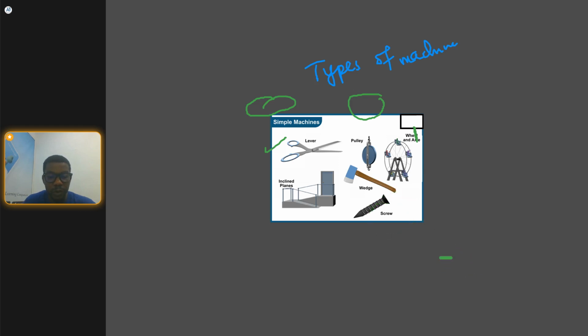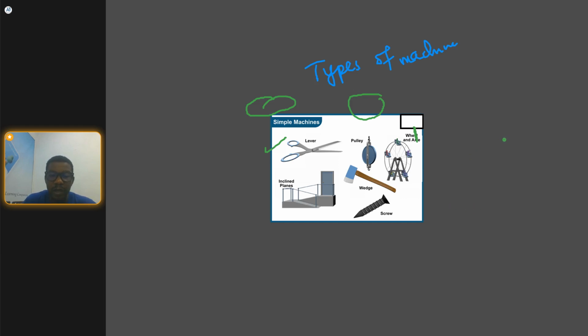Then we also have the screw. The screw is also a type of machine because it makes our work faster and easier. We are going to be discussing these types of machine one after the other, but this is the summary of the types of machine we have. I believe that is clear to us.